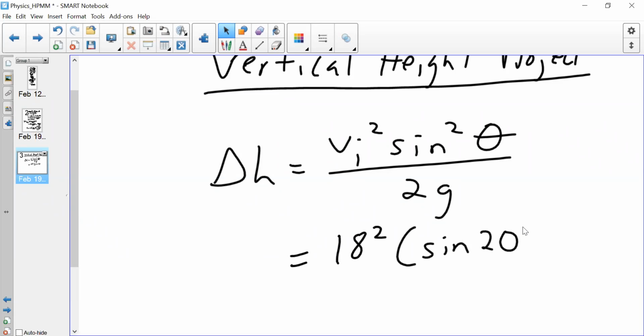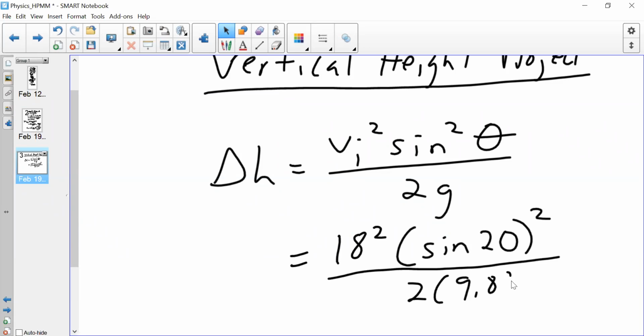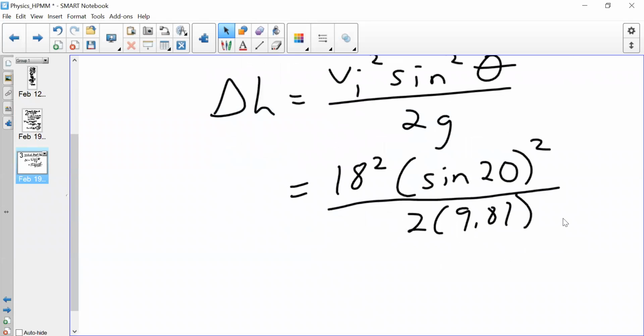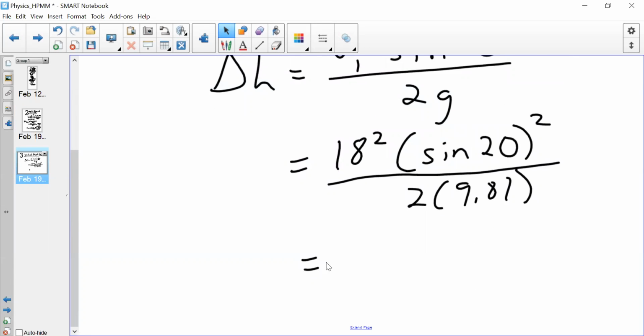Let's see, and I'll demonstrate this. Sine 20 squared divided by 2 times 9.81. When we do this, you should do this yourself. You're going to get whatever you're going to get.